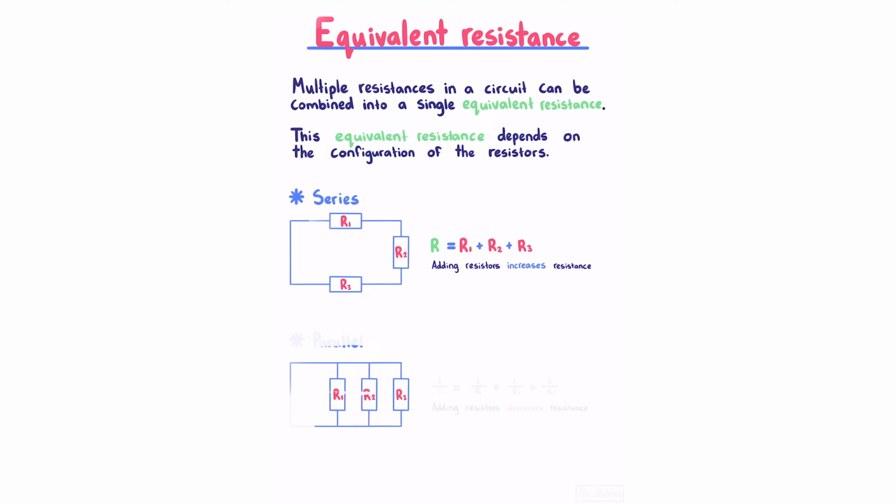For resistors in parallel, our 1 over resistance is the sum of the 1 over resistances, which means that in this configuration, adding resistors decreases the resistance. The key point here is not that we're adding resistance, it is that we are adding pathways. And even if those additional pathways have a high resistance, they still allow more current to flow.